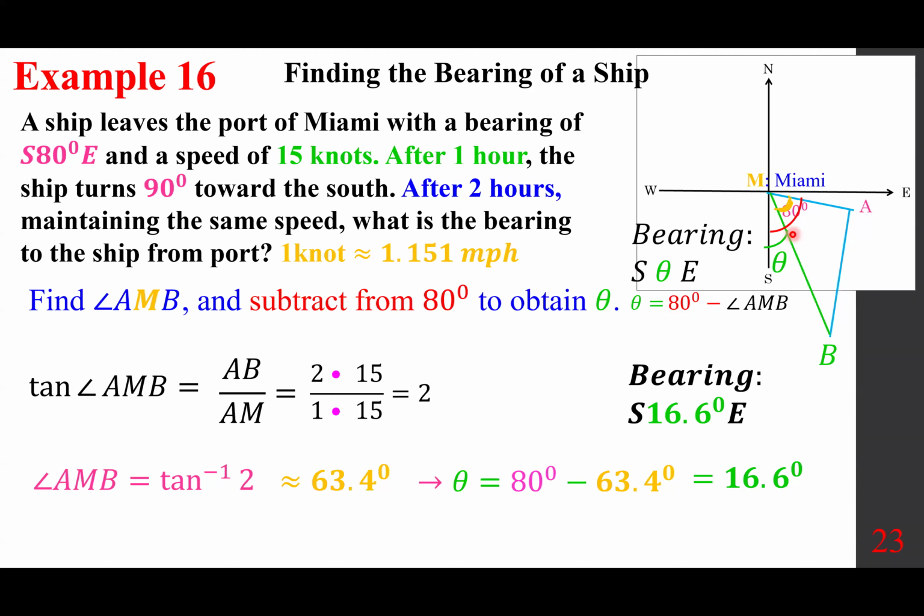We know this is 80 degrees because they said so. So we go for 1 hour, then we make a 90-degree angle, and we go for 2 hours. And we want to find the new bearing. The new bearing is south theta east, and theta is 80 degrees minus the yellow angle. So you find the yellow angle and you're done.